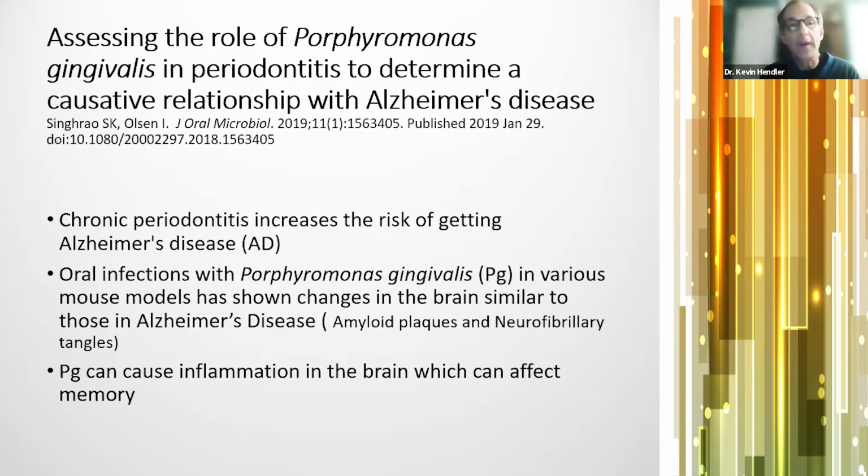This, I think, has now become my favorite study, assessing the role of Porphyromonas gingivalis. One of the things they said was chronic periodontitis increases the risk of getting Alzheimer's disease. And what they did in this study is they gave mice Porphyromonas gingivalis orally. And this is just one of the bugs that causes periodontal disease. What they found was that when they looked at the brains of these mice, they saw the same changes that you would see classically in Alzheimer's disease. So they saw the neurofibrillary tangles and the amyloid plaques.